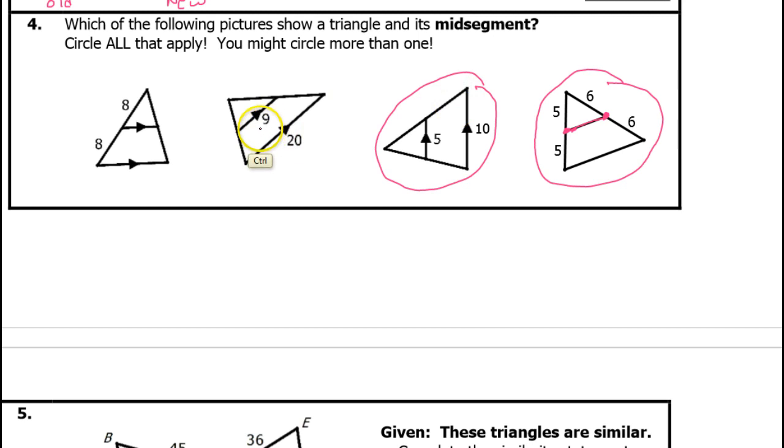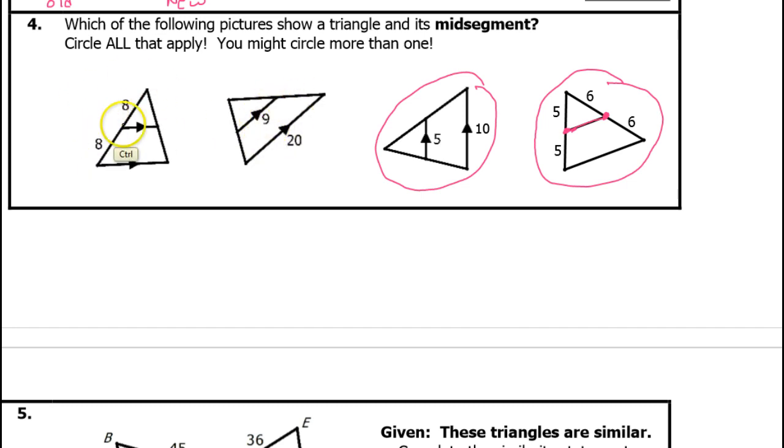Now this one, I automatically know that this is definitely not a midsegment because the parallel line is not half the length. So this is 20. So if this smaller line were a midsegment, it would be 10. But because it's 9, I know this is not a midsegment.